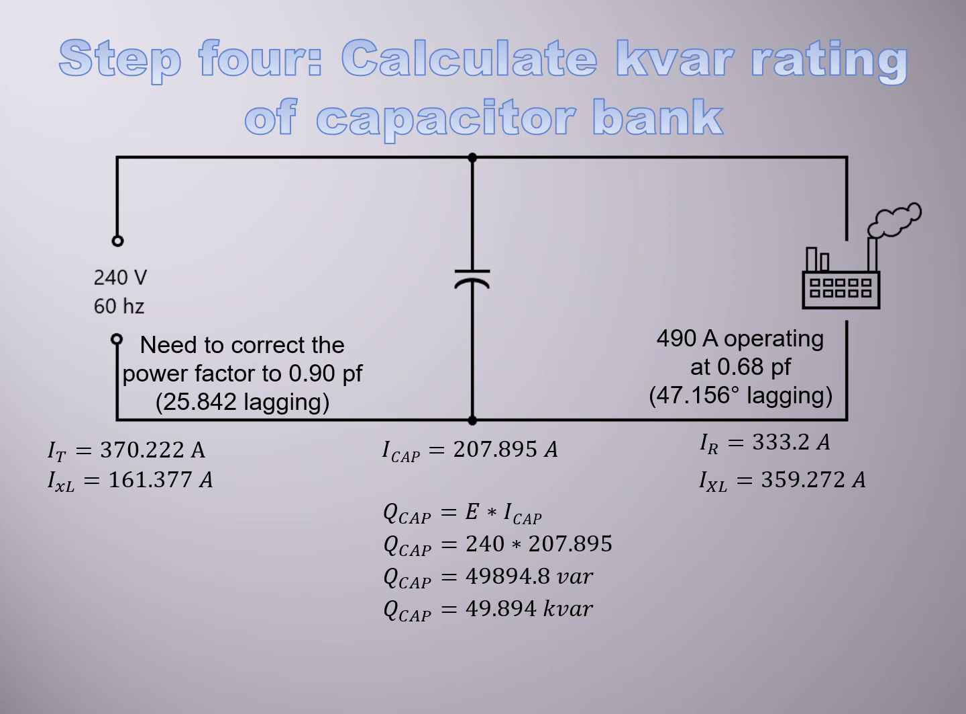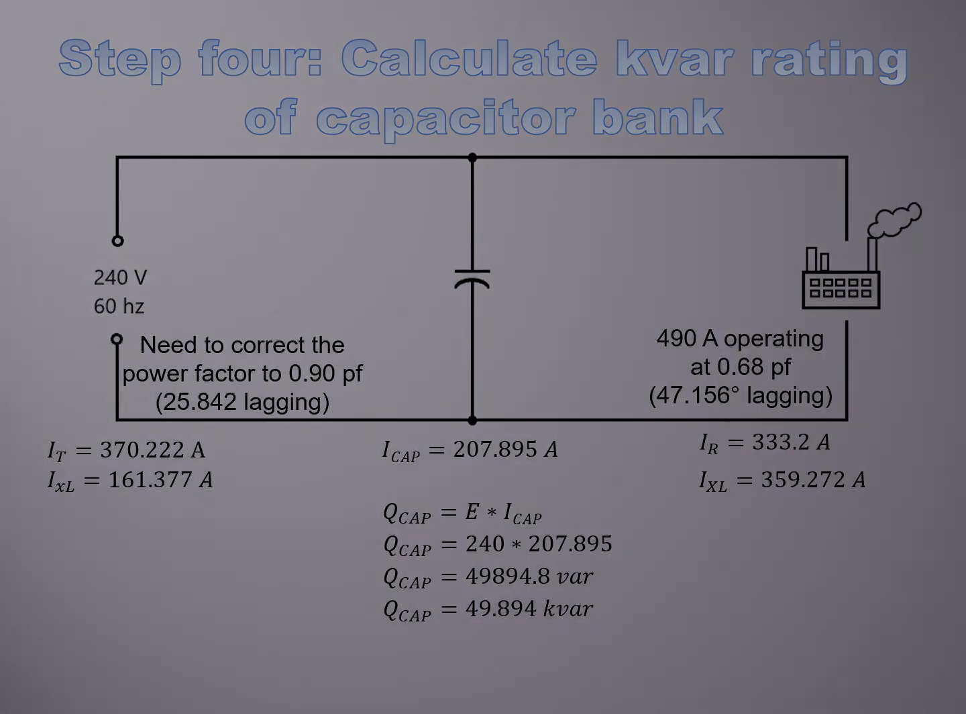This is the smallest capacitor bank I can have in order to correct it to 0.9. I can always put in a larger one, but I can't put in anything smaller or else I will not achieve a 0.9 power factor.